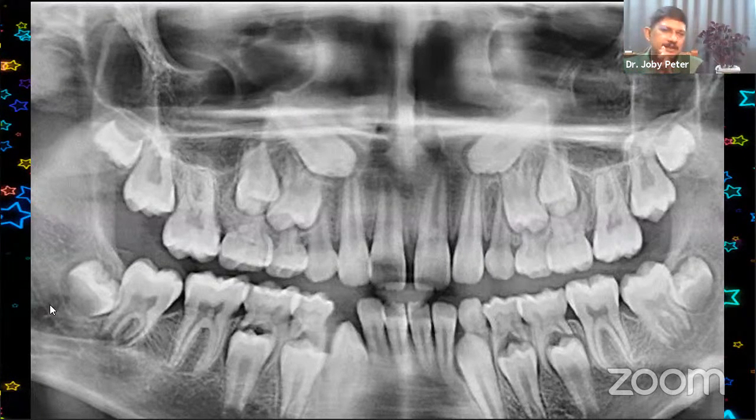Look at it very closely. Space loss in lower, fine. Rotated canine, empty as a rotated canine, fine. Buccally positioned maxillary canine. Well, you can't say buccally positioned because it's an OPG.